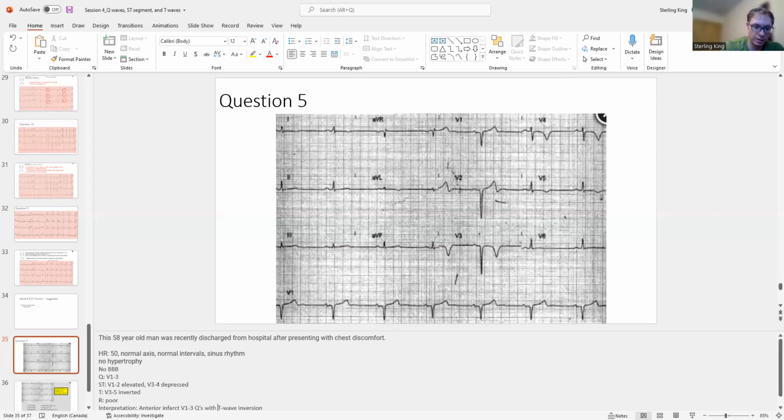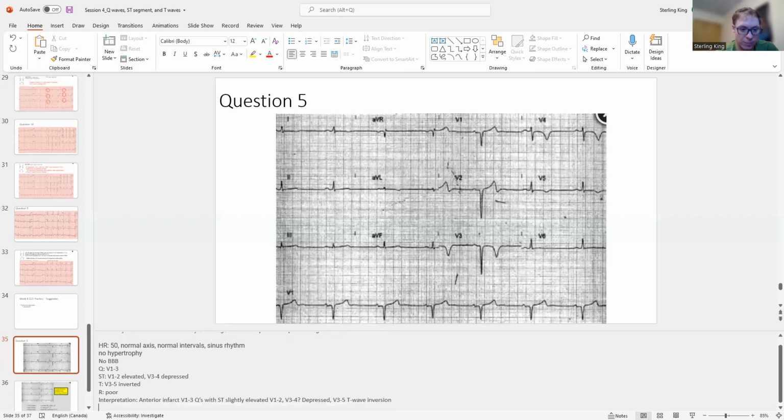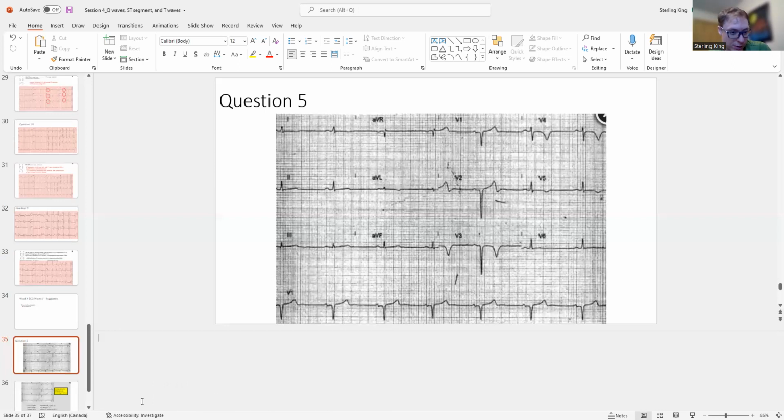Oh wait, with ST slightly elevated V1 to 2, V3 and 4 depressed, V3 through 5 inverted. So that's basically what I'm saying, it's an anterior infarct. Okay, let's have a look at the answer.